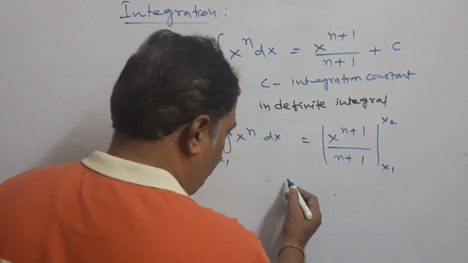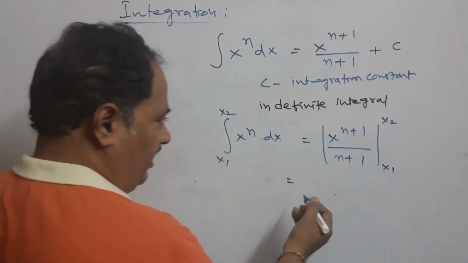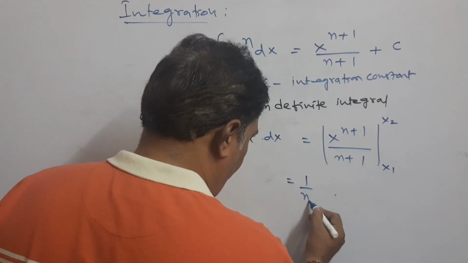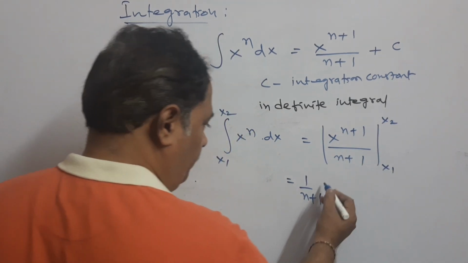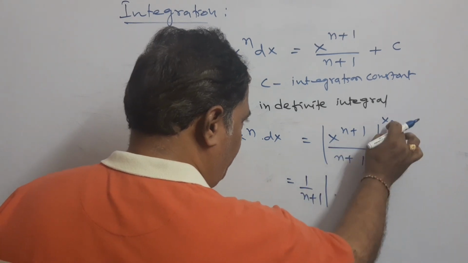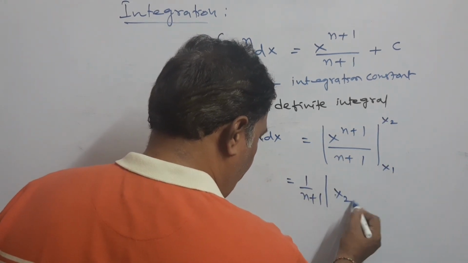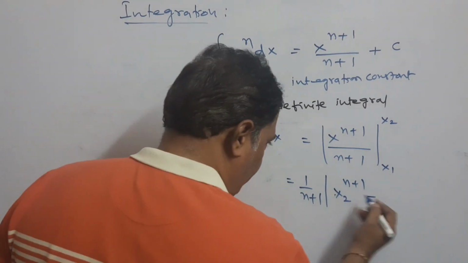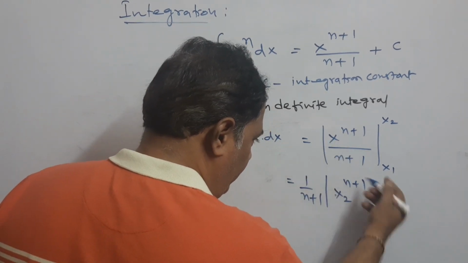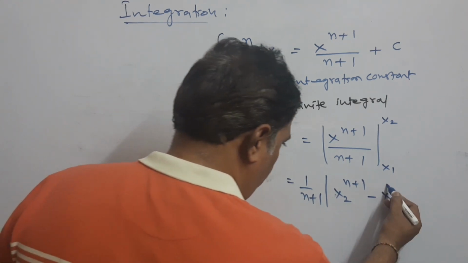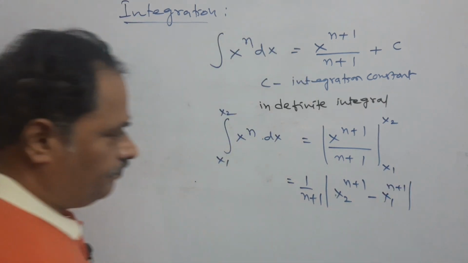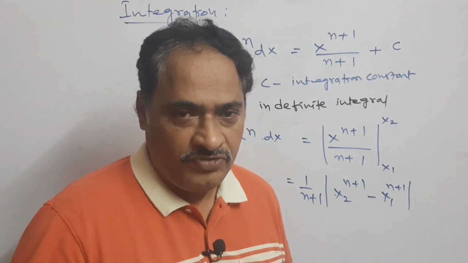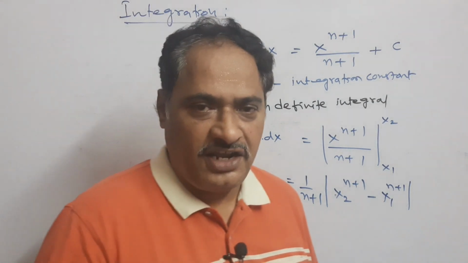Here there is no need to write that constant c. Here n plus 1 is a general value, that means independent of the x value. Hence I can write 1 by n plus 1. In the place of x, first write the upper limit, x2 power n plus 1, minus, in the place of x write the lower limit, x1 to the power n plus 1. Hence this is known as definite integral. This integration is nothing but definite integration.